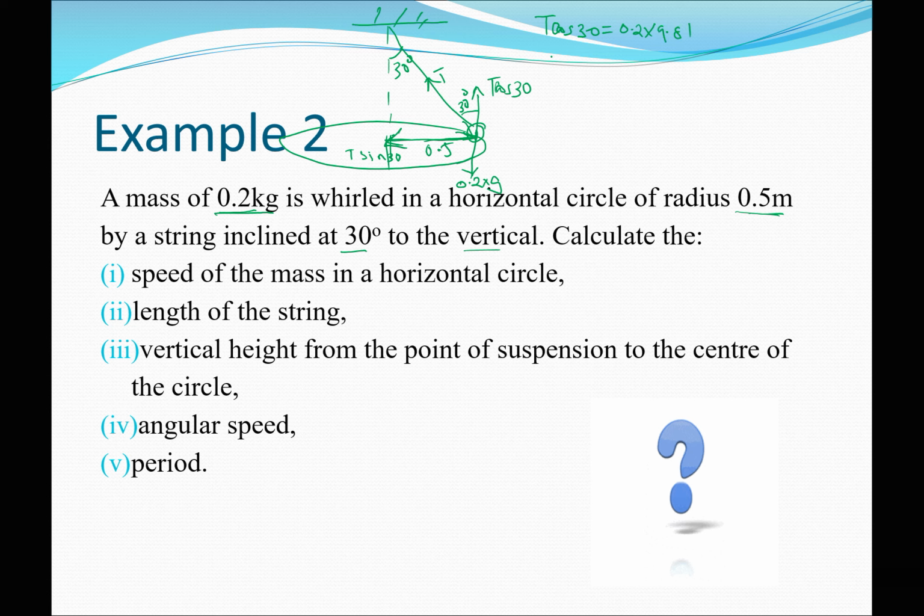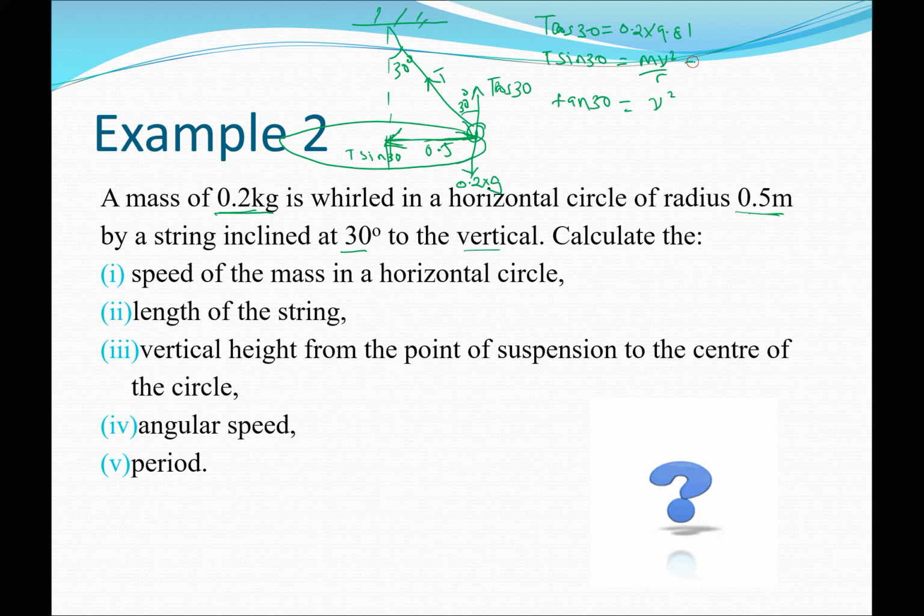Then considering the horizontal, I have that T sine of 30 equals the centripetal force, which is mv squared over r. So the component in the horizontal points towards the center, therefore provides centripetal force. Remember, I want to find v, so I'm going to divide equation 2 by equation 1, which gives me tan of 30. So tan of 30 is going to be equal to v squared. Of course, the mass cancels out. This is m, so m cancels out.